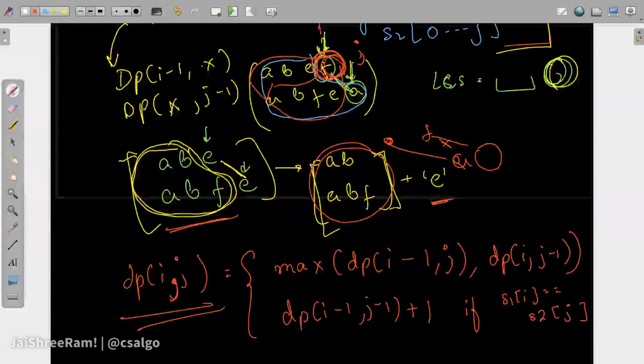Because these are the only three things that can happen with the last character, and based on this last character we are trying to define the recurrence. Of course, you can also flip the states, and say the states would be something like S1 of i to n and S2 of j to m. This is also a possible state. So in a lot of DP problems, you can think of the problem from front to back or back to front, it's okay. It's just about thinking in one of the directions and then building the recursion state.